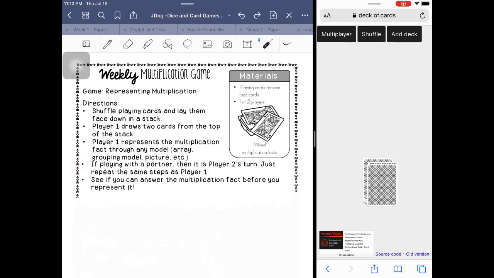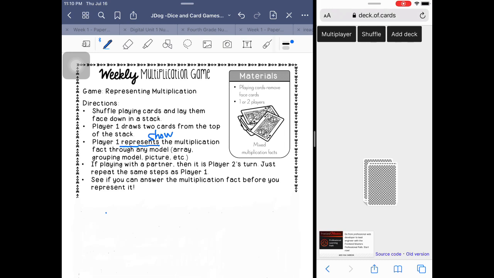Just repeat the same steps as player 1. See if you can answer the multiplication fact before you represent it. So I'm going to model it for you, and I'm going to write down my representations down here. Represent is just a fancy way to say show.